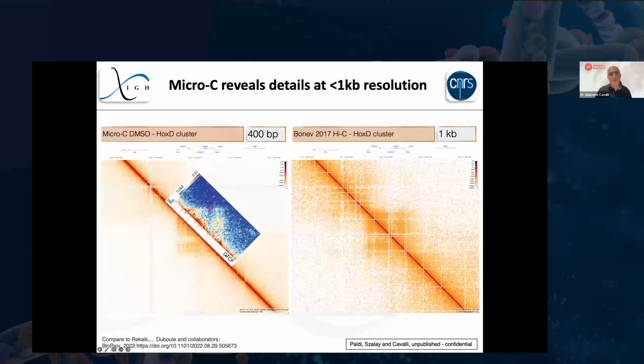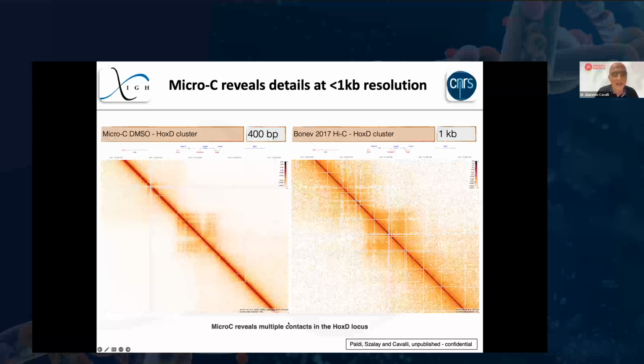But if you look at high resolution, even the capture Hi-C is at a big loss. Compared to what we see with micro-C, where you see a lot of subcontacts that you absolutely do not detect with the best Hi-C possible, and even with capture-C you can't. But you see them now. And what are these multiple contacts?